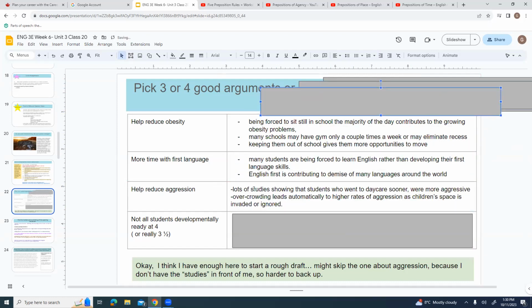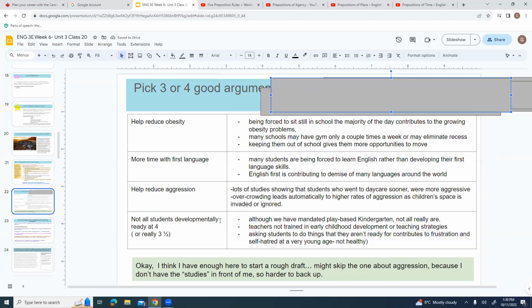Okay. Help reduce aggression. Lots of studies showing that students who went to daycare sooner were more aggressive. Overcrowding leads automatically to higher rates of aggression as children's space is invaded or ignored. Again, I'm not positive I would use this one. It would be nice to be able to quote a study, but it's there.